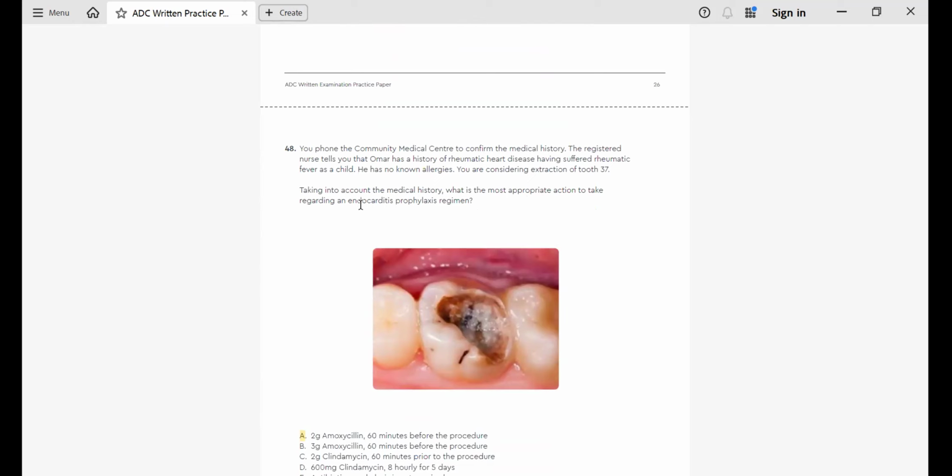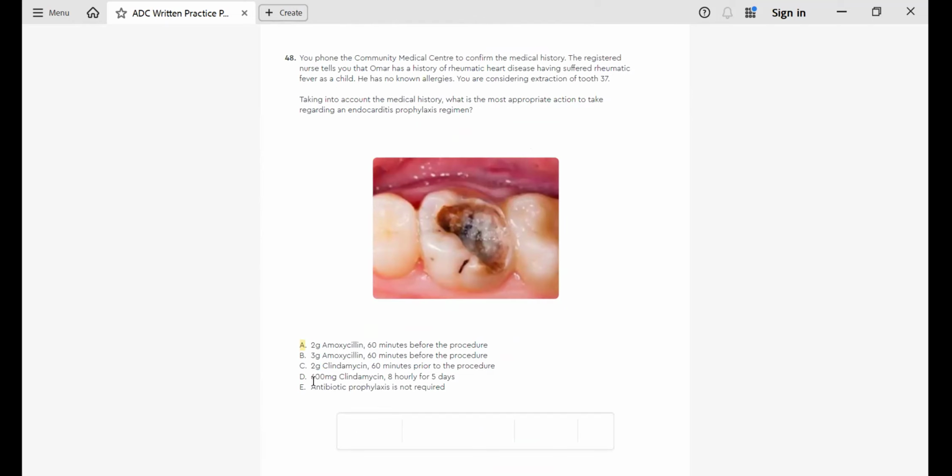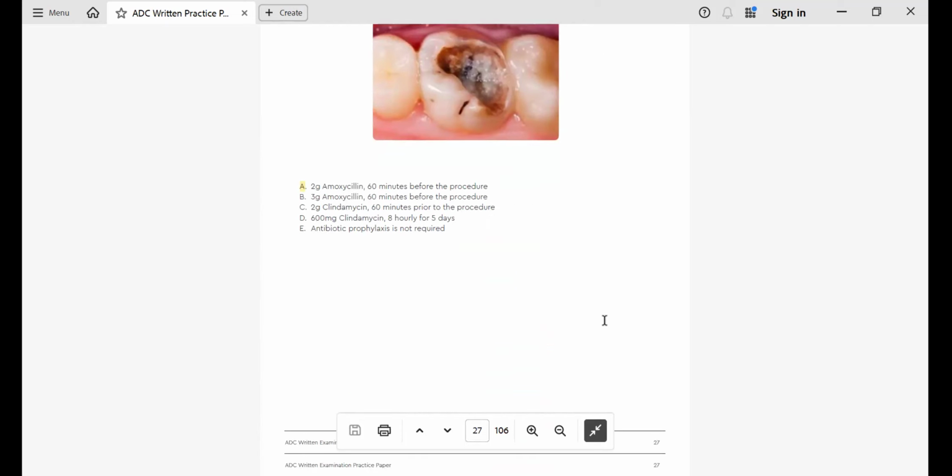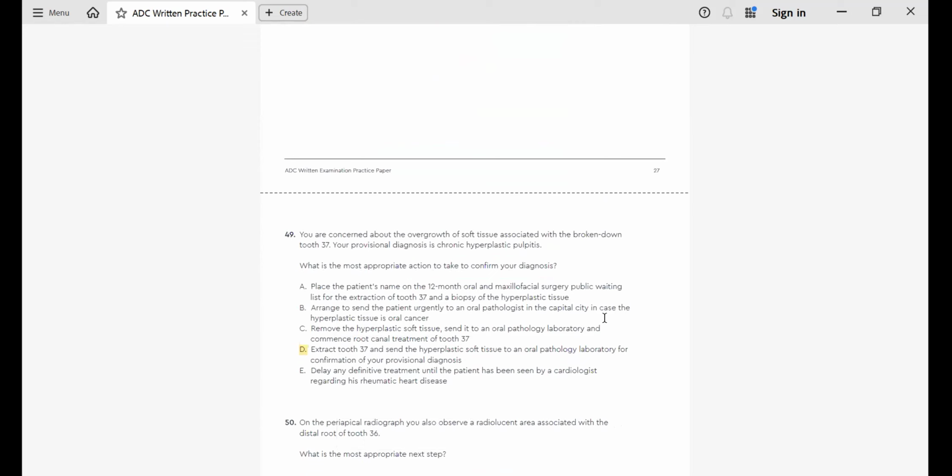So, endocarditis prophylaxis regimen, because he has a history of rheumatic disease, option A. Yes. You're concerned about the overgrowth of the soft tissue associated with the broken down tooth 37. Your provisional diagnosis is chronic hyperplastic pulpitis. What is the most appropriate action to take to confirm your diagnosis? Extract the 237, send the hyperplastic tissue to an oral pathology laboratory.